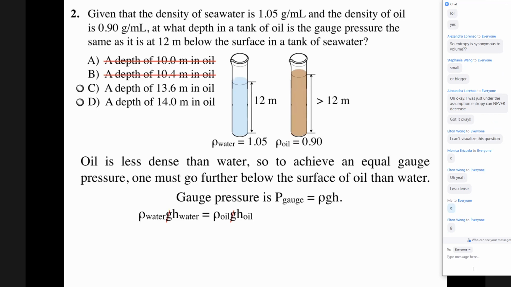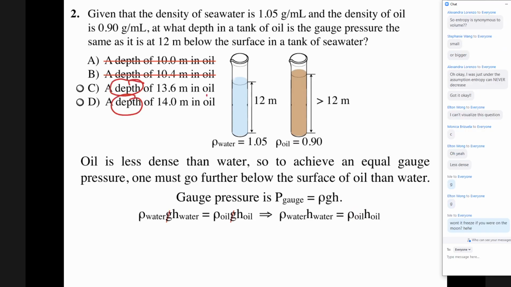Gravity. So if I had a cup of ice water and I went to the moon, it's going to float the same, because gravity ends up canceling when we do these things. Just a random cool little fact. So rho h equals rho h, perfect. And I'm solving for the depth in oil. So I'm solving for that number right there.